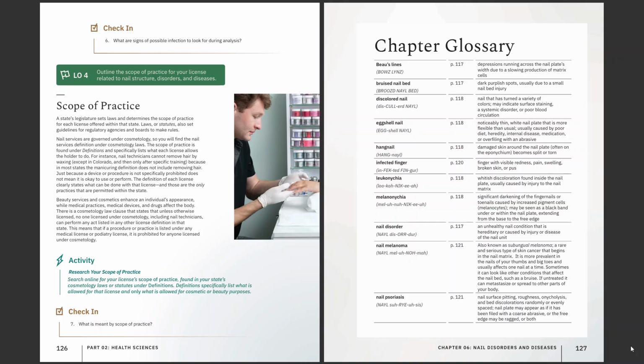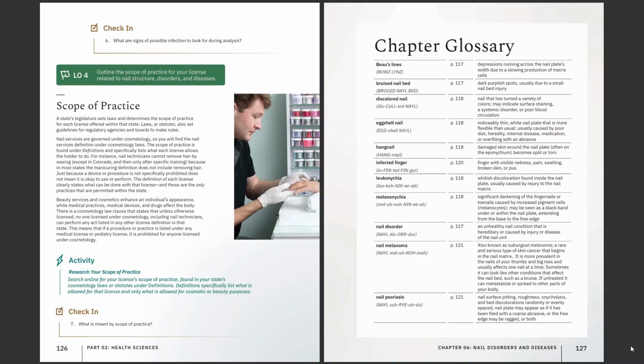Activity. Research your scope of practice. Search online for your license scope of practice found in your state's cosmetology laws or statutes under definitions. Definitions specifically list what is allowed for that license, and only what is allowed for cosmetic or beauty purposes. Check in. What is meant by scope of practice?